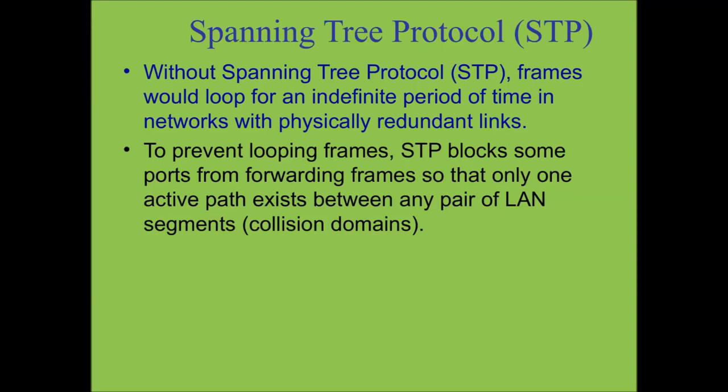Second point, to prevent looping frames, Spanning Tree Protocol blocks some ports from forwarding frames so that only one active path exists between any pair of LAN segments (collision domain). So another concept for STP is to block some ports, because if more than one port is on and data is transmitted on these different ports, then the blocking condition will be implemented to prevent looping. So Spanning Tree Protocol is basically used to control looping frames in a local area network.